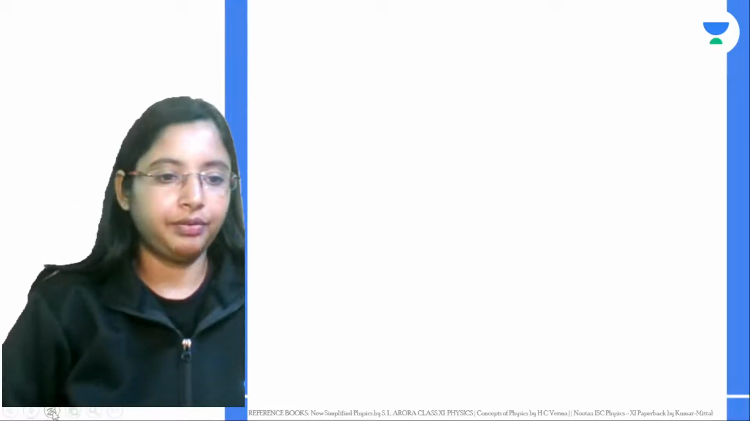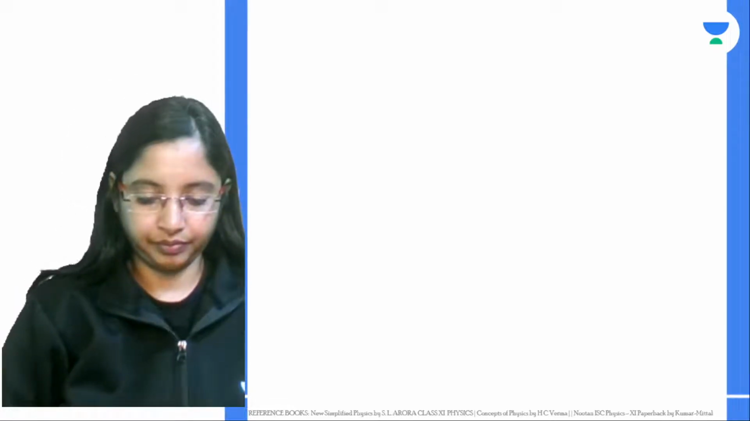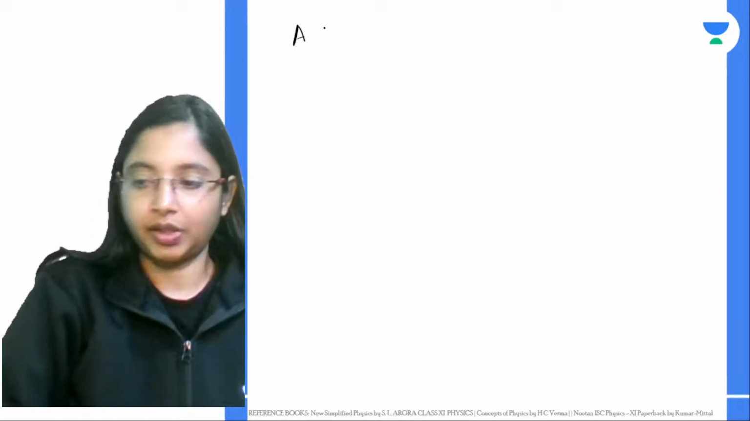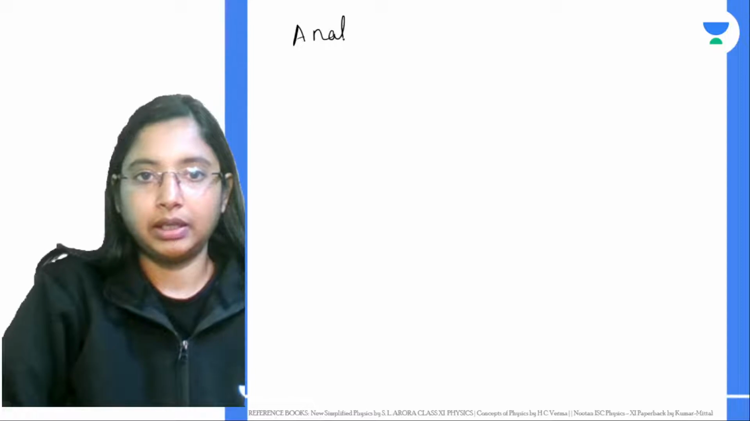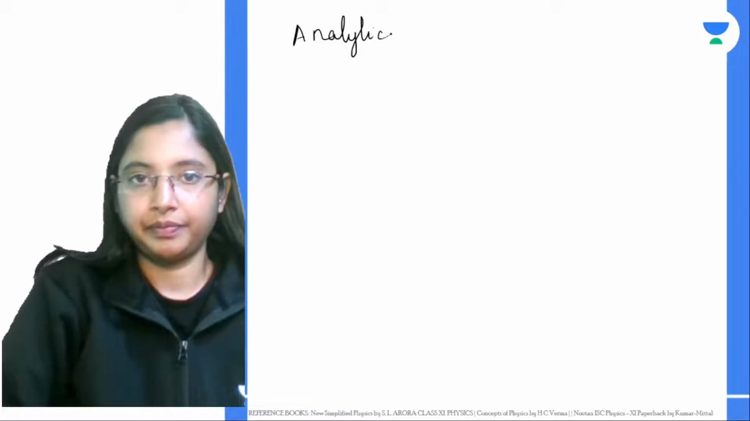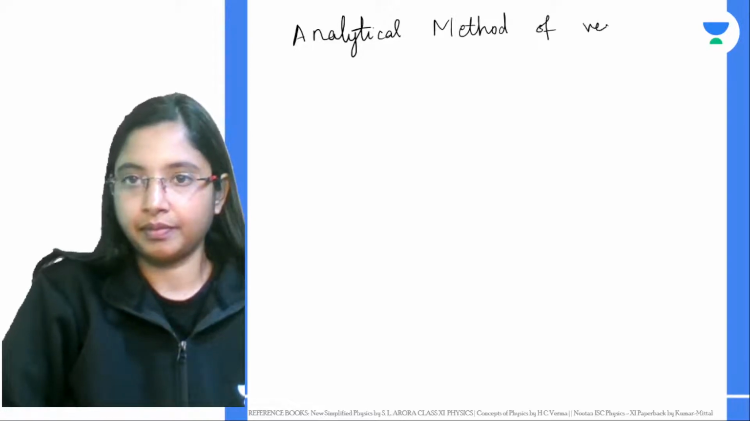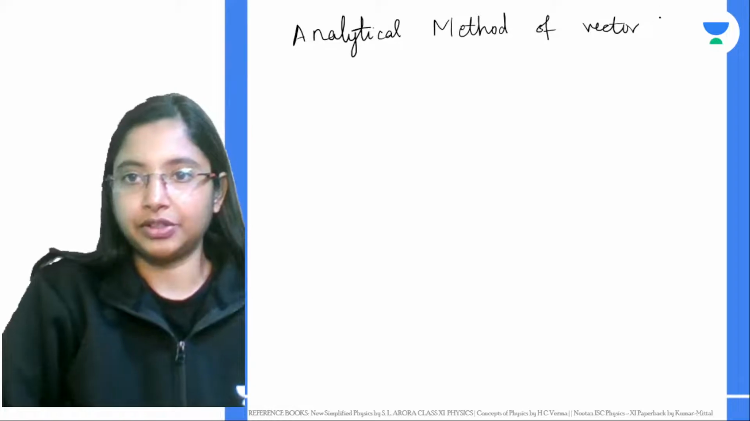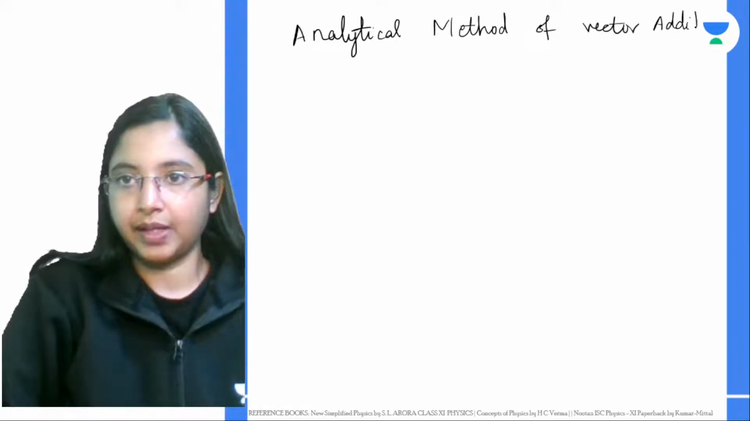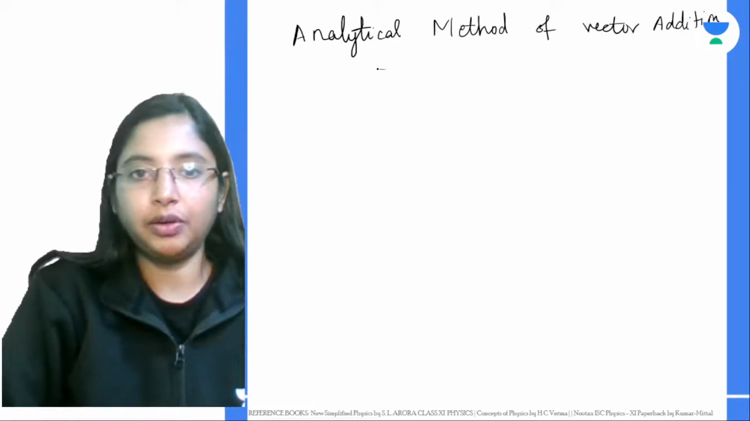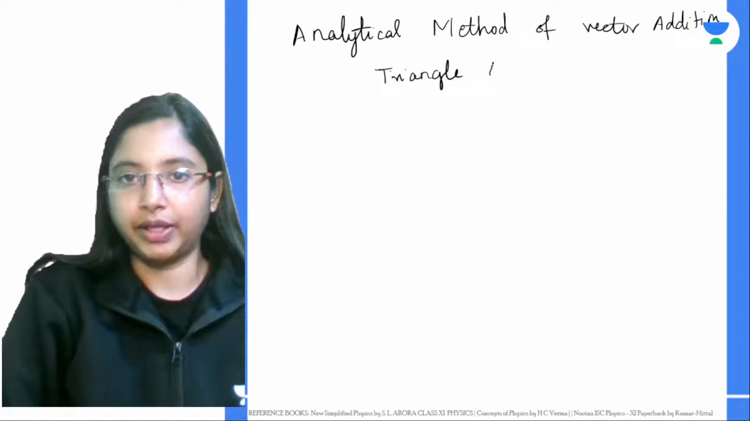Alright, so now let's do the analytical method of vector addition. First we will do this method for the triangular law of vectors. First we'll do this for the triangle law of vectors.